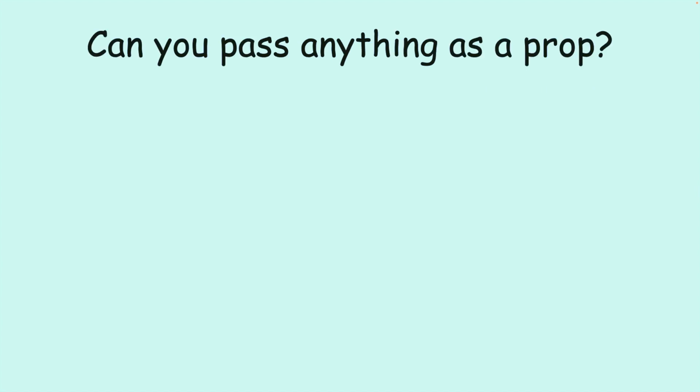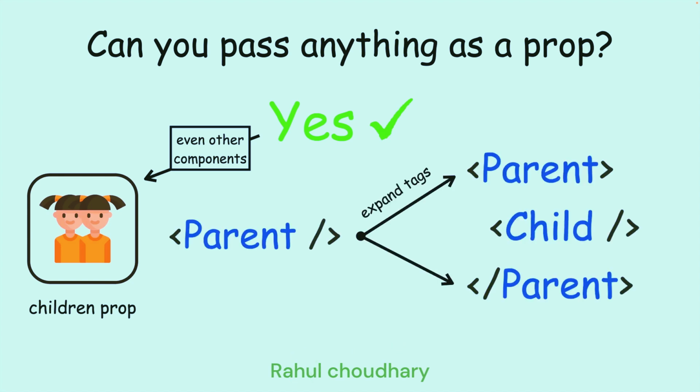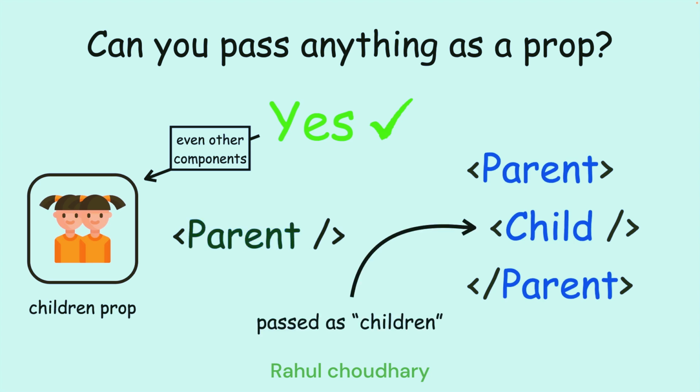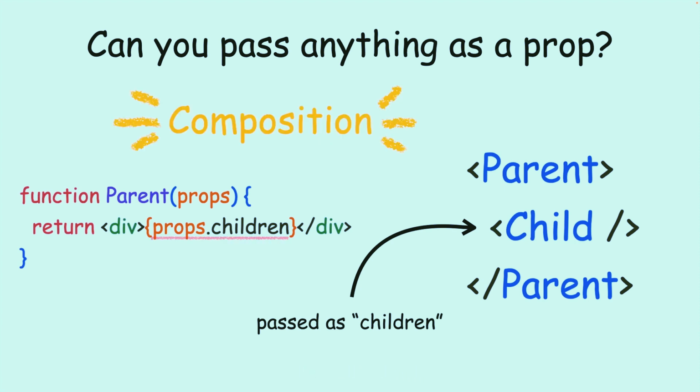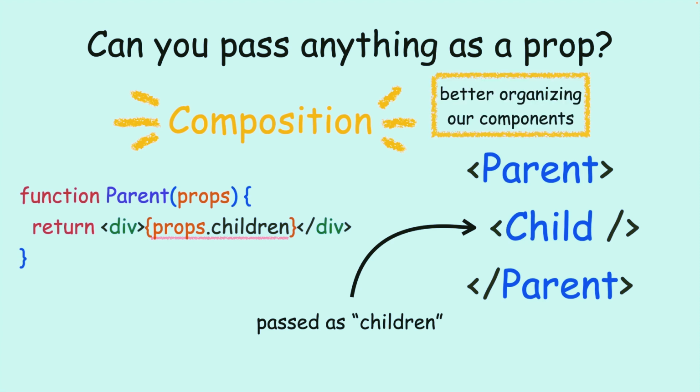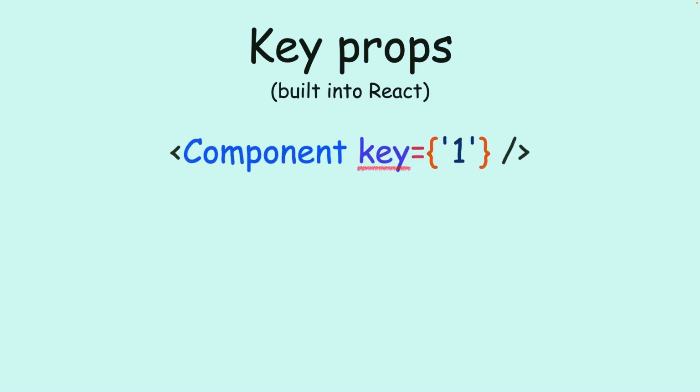So wait, can you pass anything as a prop? Yes, you can. You can even pass other components as props using the children prop. If you make opening and closing tags for a component, you can pass other components in between them. These passed components are called children, and you can access them on the children prop of the parent component. And it's great for something called composition, which is about organizing our React components in the most optimal way. The children prop is really useful for creating layout components when you want your children to have the same common layout.